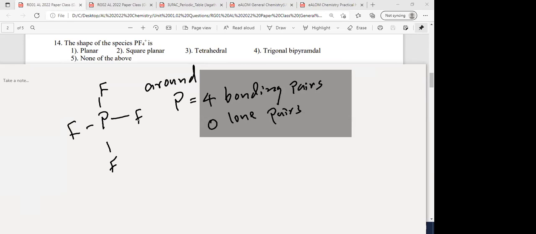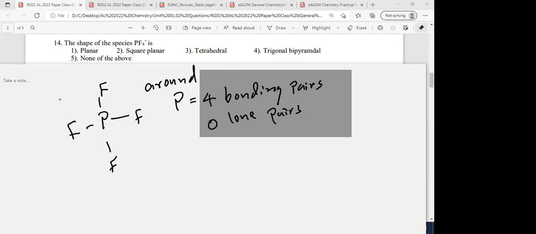Okay, let's see your answers now. Question number 14. Answer is 3. Ransiluni correct. Dulshan correct. Chaniti and Jamika, you have put the 4th answer. Why? Trigonal bipyramidal, no lone pair.